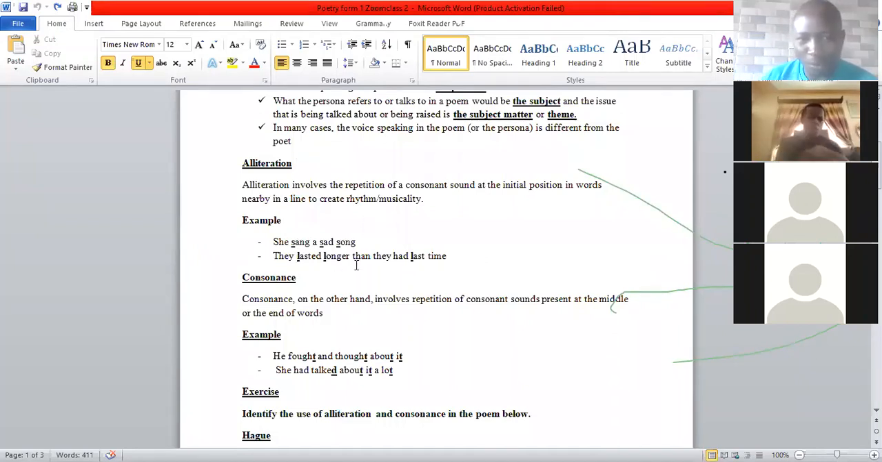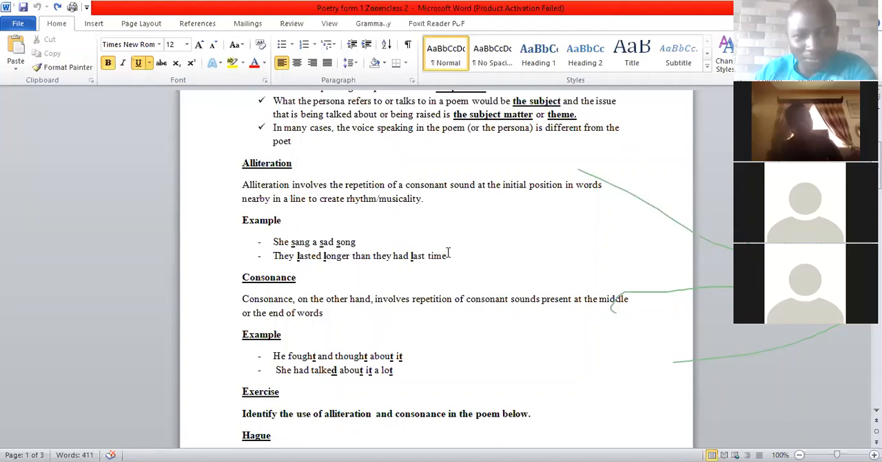Look at the next example. If this was a line of a poem, "They lasted longer than they had last time." This time round, they are repeating the sound L at the beginning of those words. They're actually three. And as you can see, they are not really far away from each other in this line. So that is what we are calling alliteration.